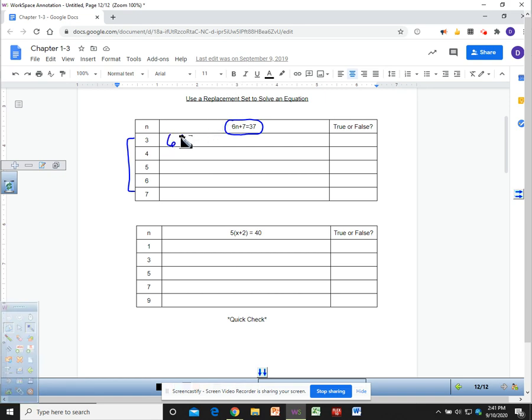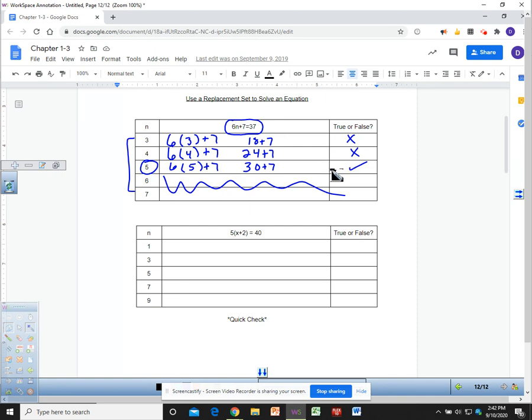So 6 times 3 plus 7, and we want it to equal 37. Well, this is going to be 18 plus 7, which does not equal 37. So 6 times 4 plus 7 gives me 24 plus 7, which does not equal 37. 6 times 5 plus 7 gives me 30 plus 7. That equals 37. So my answer here would be 5. And then you're done. You don't have to keep going, because obviously with equals, only one thing is going to work here. So all of this stuff right here isn't going to work. We just got to find the one that does.